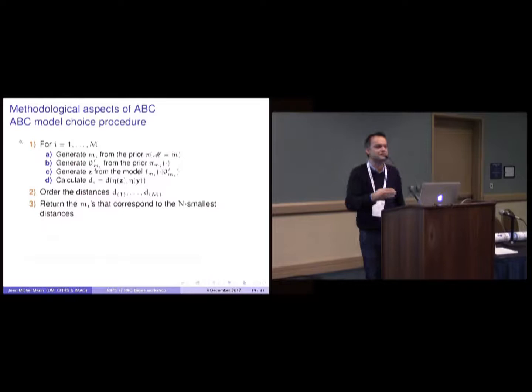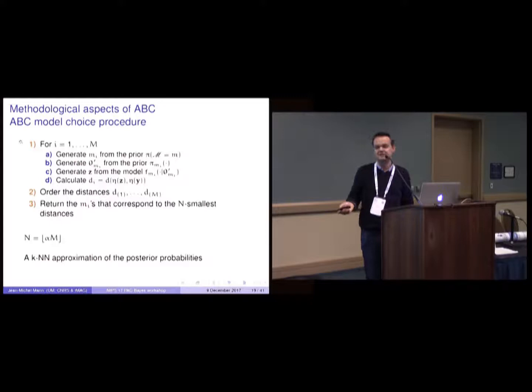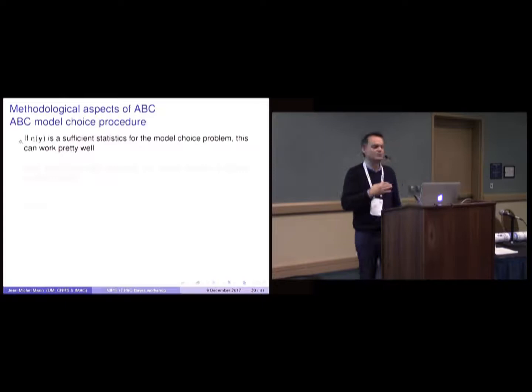So we are in a classification problem. You create your own table where you have model index and summary statistics, and you apply a nearest neighbor approximation to estimate the model posterior probability and to select a model. So that's the point. Once again, nearest neighbor approximation. It can work pretty well if eta(y) is a sufficient statistic for the model choice problem. It's quite difficult to have a sufficiency condition on the model and not on the parameter. So in practice it's not so easy to find statistics which have information to discriminate between models, and you can have some surprises here.